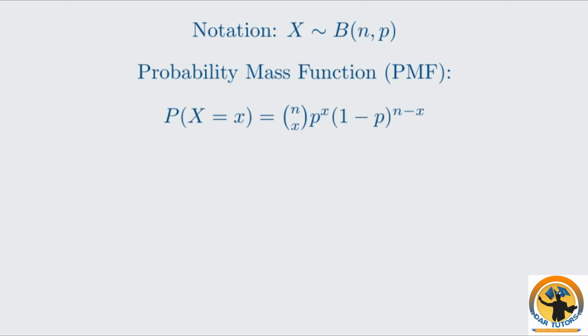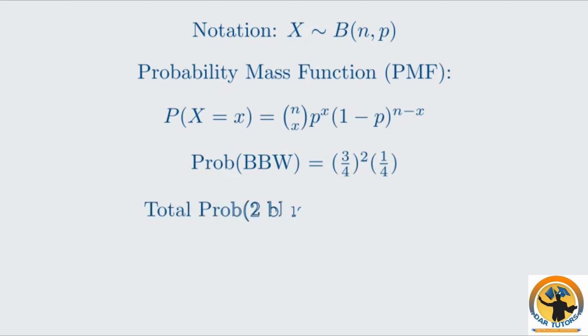For example, the probability of spinning 2 blues and 1 white in any specific order, like BBW, is (3/4) squared times 1/4. The n choose x part adds up all these specific orders to get the total probability for x successes. Let's work through example 8b.